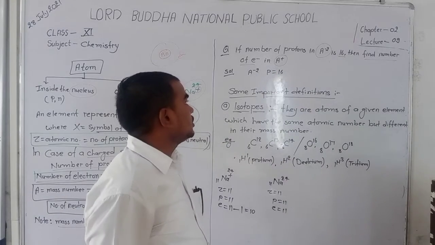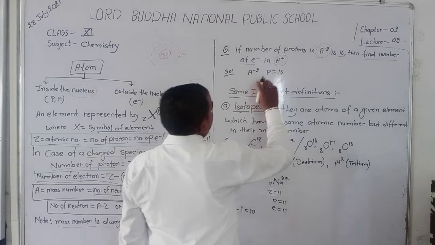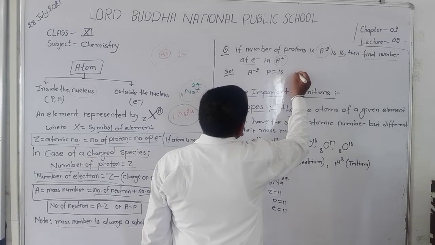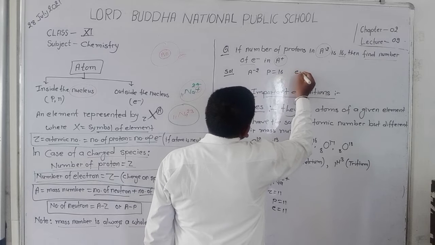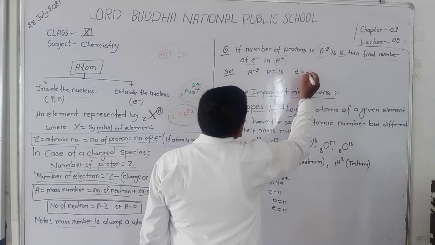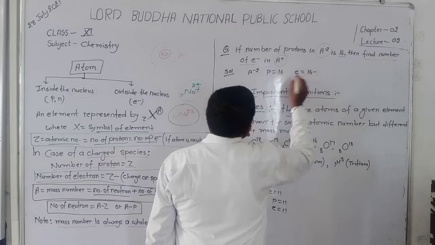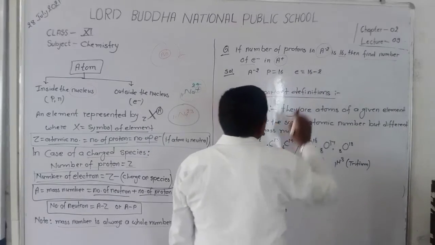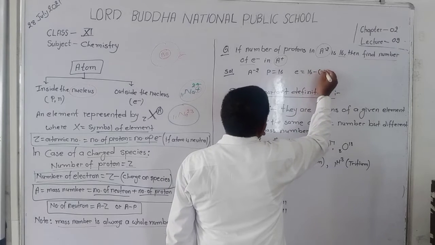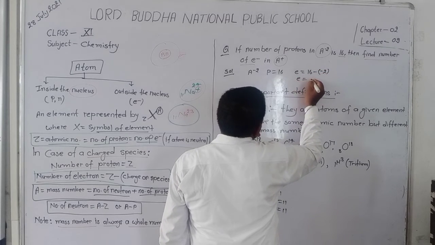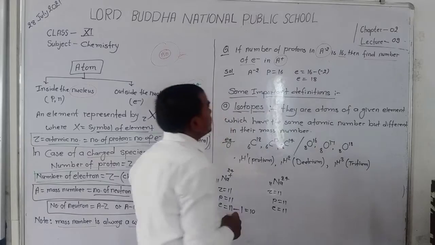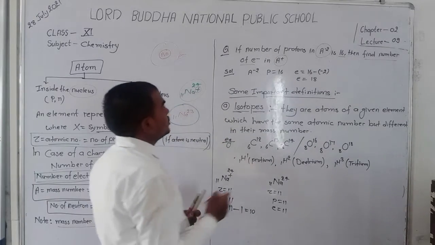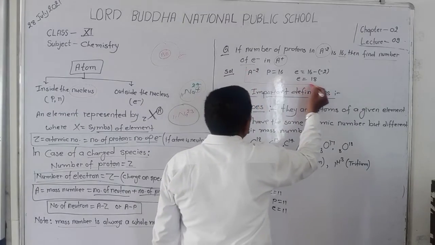Dear student, you know that this is a charged species. So the number of electrons is equal to the number of protons minus the charge on this species, that is minus 2. So right here, minus 2. So the number of electrons is 18. Number of electrons is 18 in the A2-.